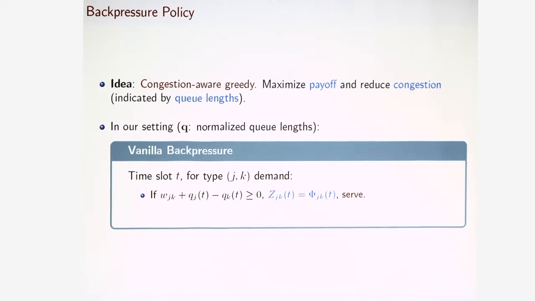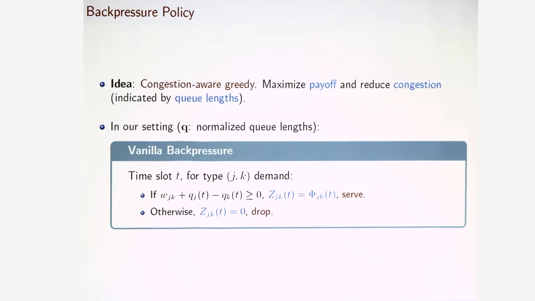So conceptually, the system manager will penalize herself when putting cars in the longer queue, and she will reward herself for drawing cars from the longer queue. If the payoff outweighs the increase of congestion cost, then this customer is worth serving. I'm going to serve all the type JK customers in this period. Otherwise, if the increase of congestion cost overwhelms the payoff you are going to collect, then you're going to drop all the type JK demand in this period. It's very simple. Yeah, question?